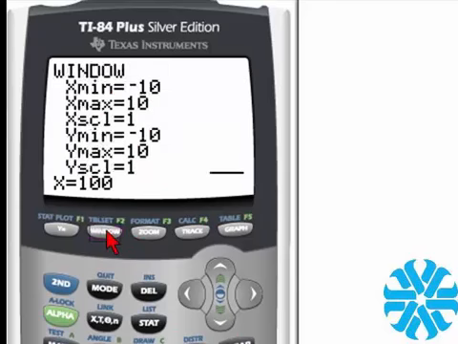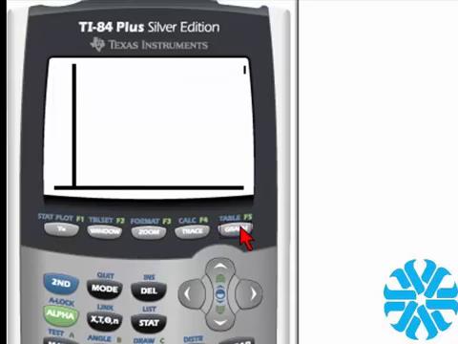So let's go to Window. So the x max, I said 100. And the y max 4,000. Okay, now let's graph that and see what happens. Well, at least we see something now. We see something going on.